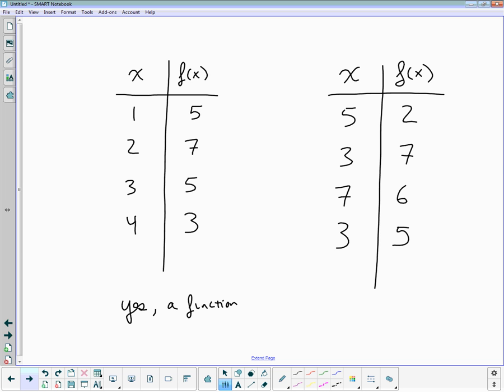Is this a function? Why not? Okay, x, this right here, 3, it gave me a 7. And then later on down the road, I asked it for 3 again, and it gave me a different number. And you're like, wait a minute, hold on, there's a problem here. Two different answers, and that's not allowed.